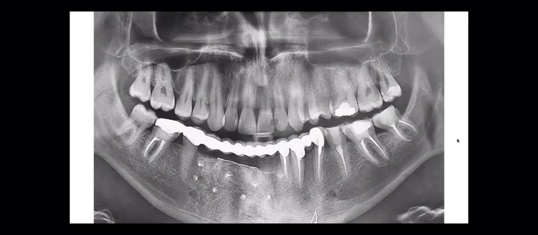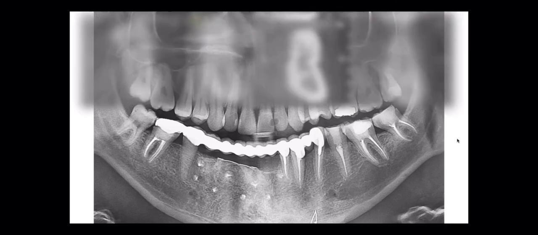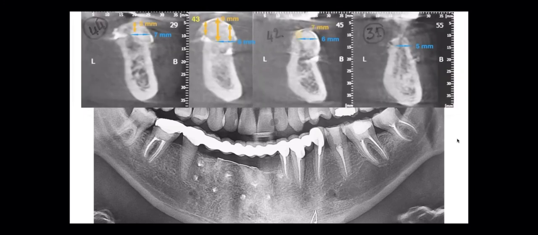This panoramic X-ray was taken after 9 months. And here you can see in each area how much bone we created. In the area of 41, we created 5 to 7 millimeters of bone vertically and more than 7 millimeters horizontally. In the area of 43, we created 9 millimeters vertically and more than 6 millimeters horizontally. In the area of 42, 7 millimeters vertically, 6 millimeters horizontally. In the area of 31, 4 millimeters vertically and 5 millimeters horizontally.